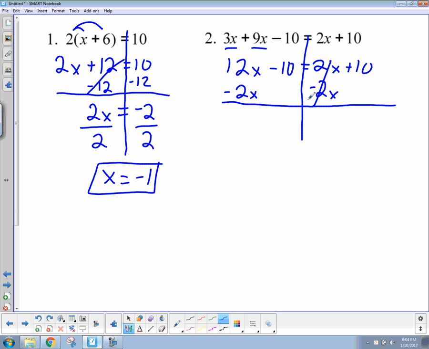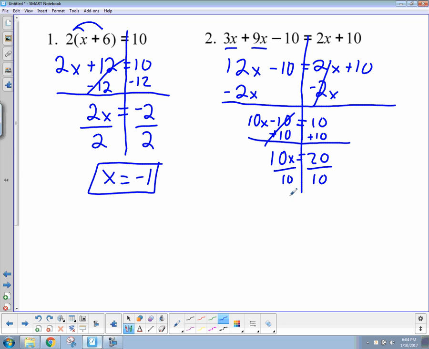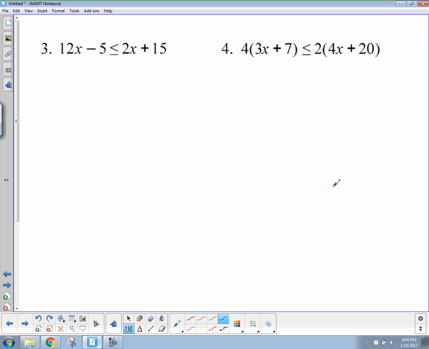These cancel. That's 10x minus 10 equals 10. I'm going to add 10 to both sides. Then we get 10x, because these cancel. 10 plus 10 is 20. Divide by 10 from both sides, and we get x equals 2. Boom. Let's look at the inequalities.